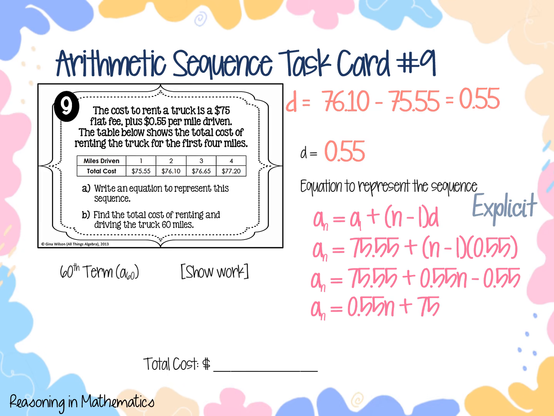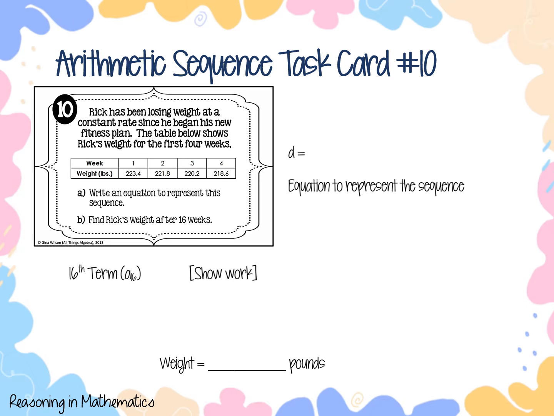So 0.55n or 55 cents per mile plus 75. Hey, we should have been able to get straight to that algebra. The 60th term for 60 miles. Let's plug it in. Put it in your calculator. It's $108. Number 10. Contextual again.